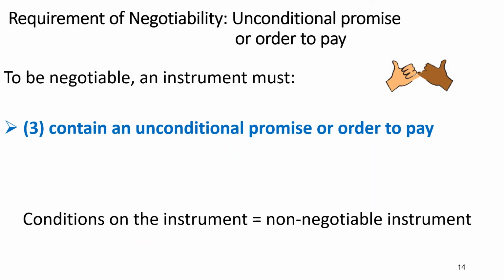The third requirement is that the instrument must contain either an unconditional promise to pay or an order to pay. If this is not in the instrument, then it's not a negotiable instrument. It still might be an enforceable contract, but it's not a negotiable instrument such that it could be used for payment and sold and transferred between parties. The example of an unconditional promise to pay is simply the language, I promise to pay.